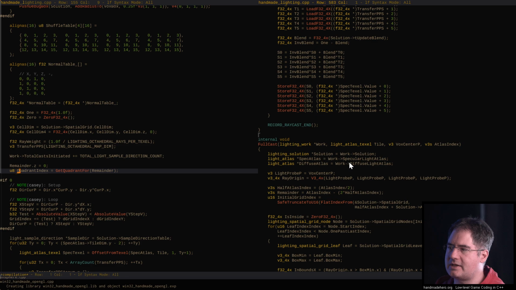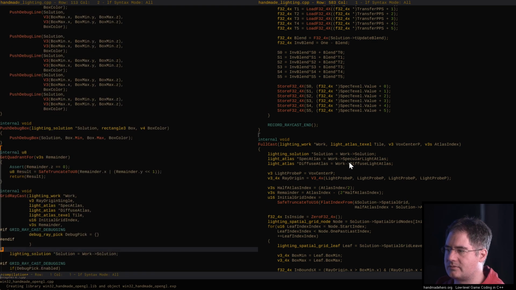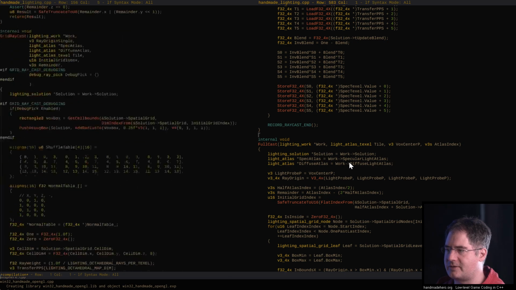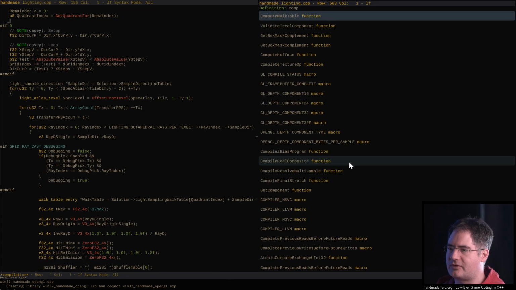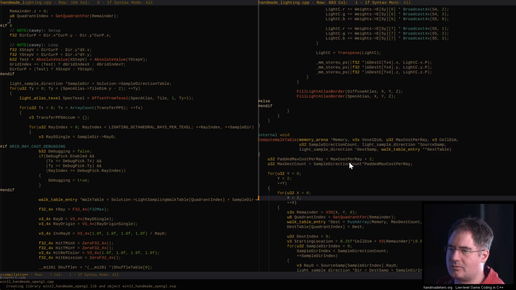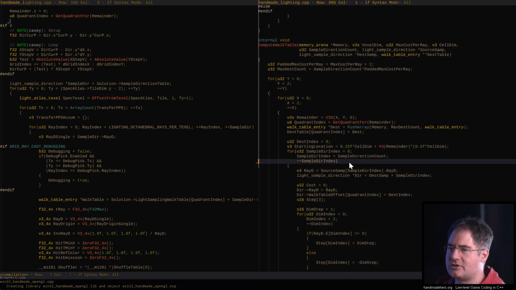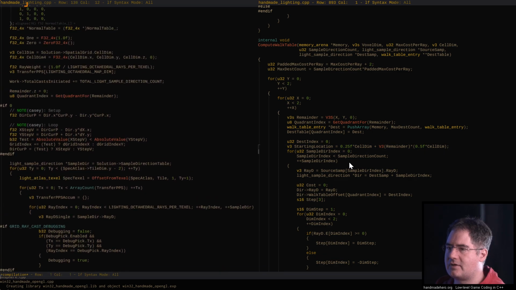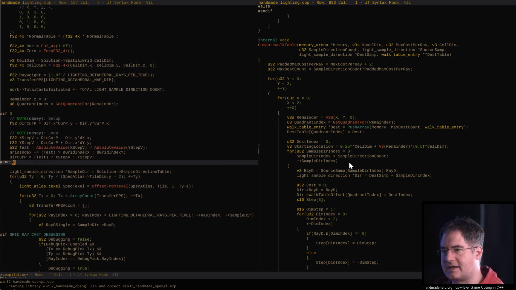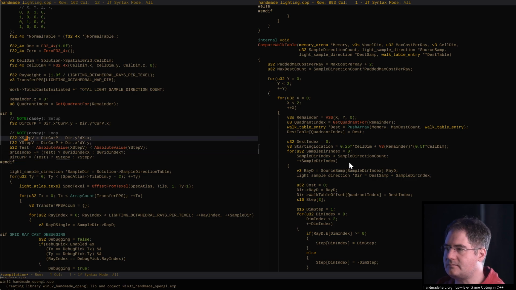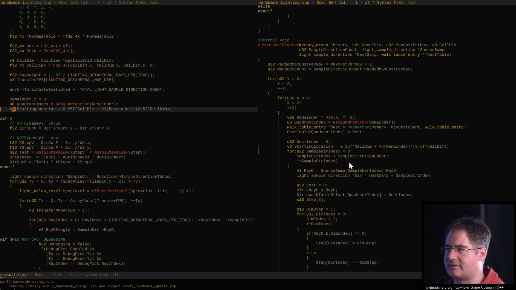So what I want to do is get that grid raycast past the remainder. I want to get the values we were using for compute walk table, which I then hope to remove. You can see that the starting location, relative to the ray index, or relative to a cell, I should say, is going to be something like this. It's the cell dimension, with the remainder factored in from the divide, right?